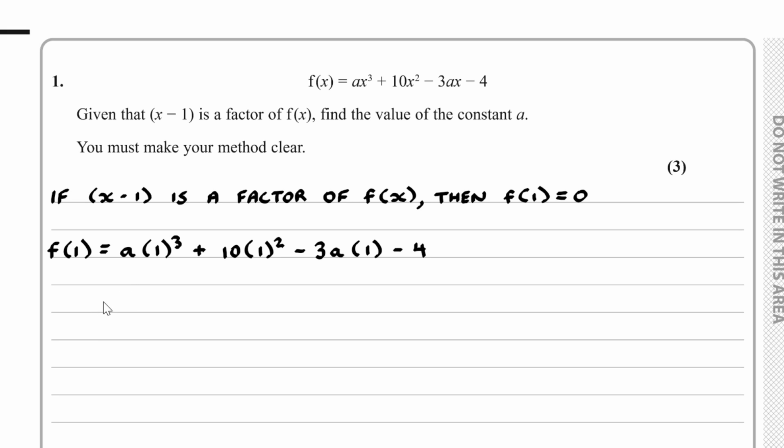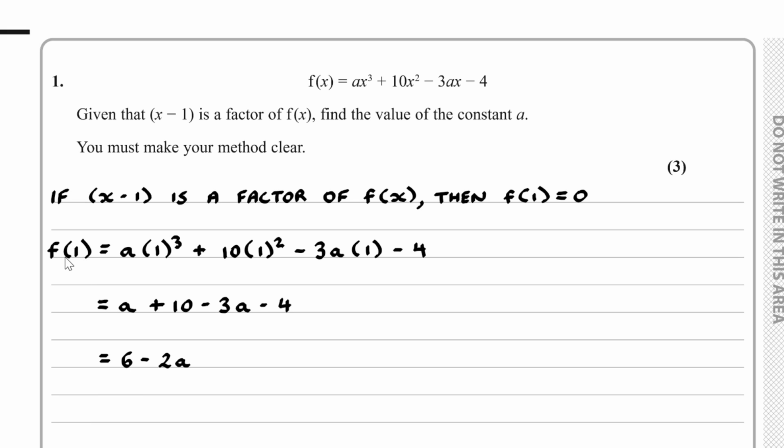So, a times by 1 is a. 10 times 1 squared is 10. Minus 3 times by 1 times by a is minus 3a. Then we've got the minus 4. And tidying all of this up, we end up with f of 1 equaling 6 minus 2a.